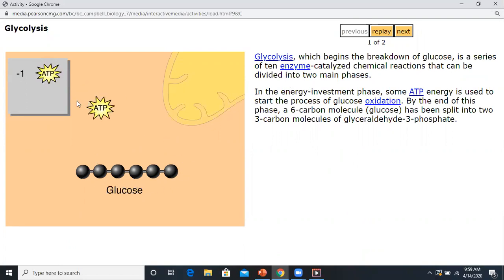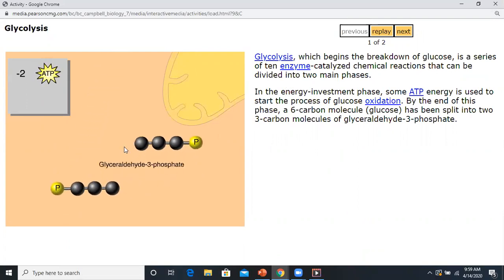Glucose has 6 carbons, and that's what each one of those black spheres represents. Notice what happens here: you actually have to use some ATP to get this process going. The analogy used a lot is that you have to spend money to make money. You have to spend some ATP to make some ATP. So I've split glucose right down the middle. It's not called pyruvate just yet, but I got some phosphates here.